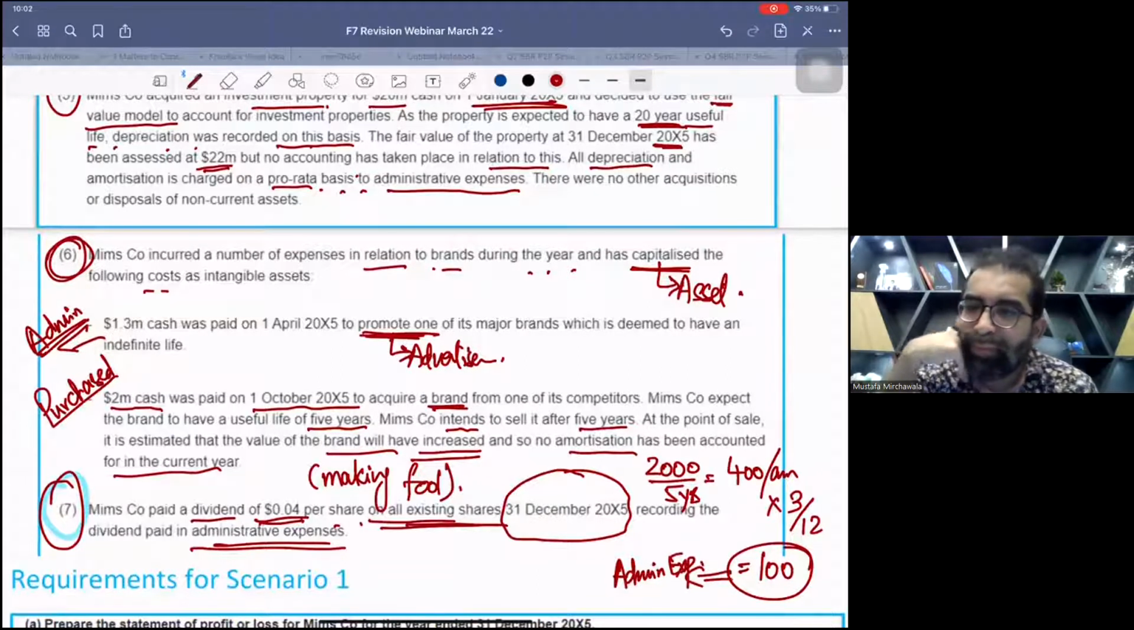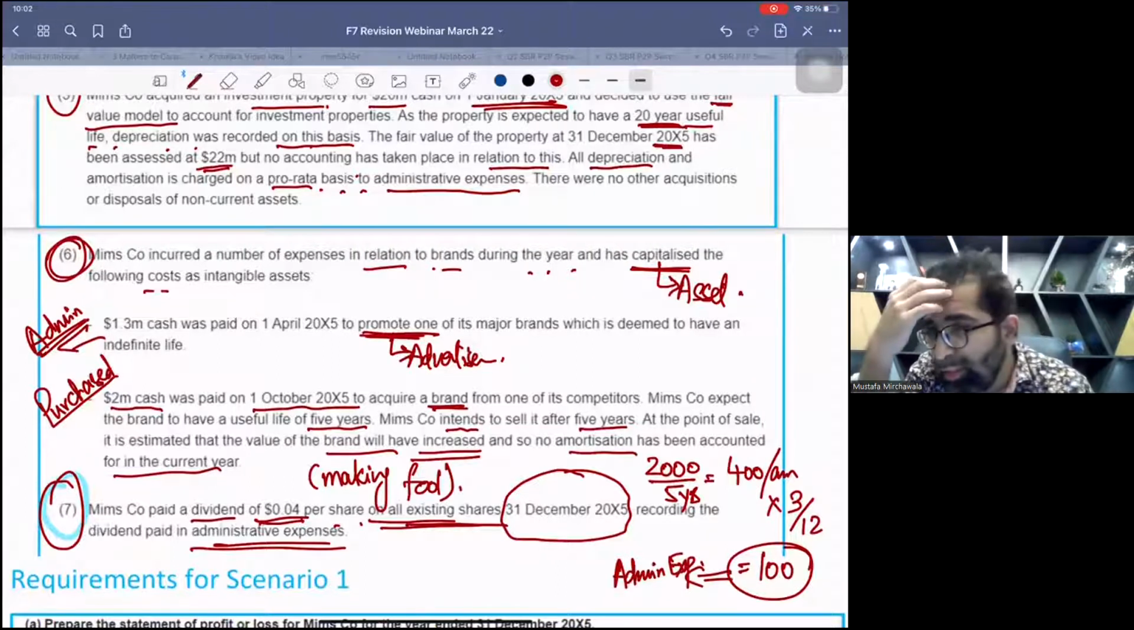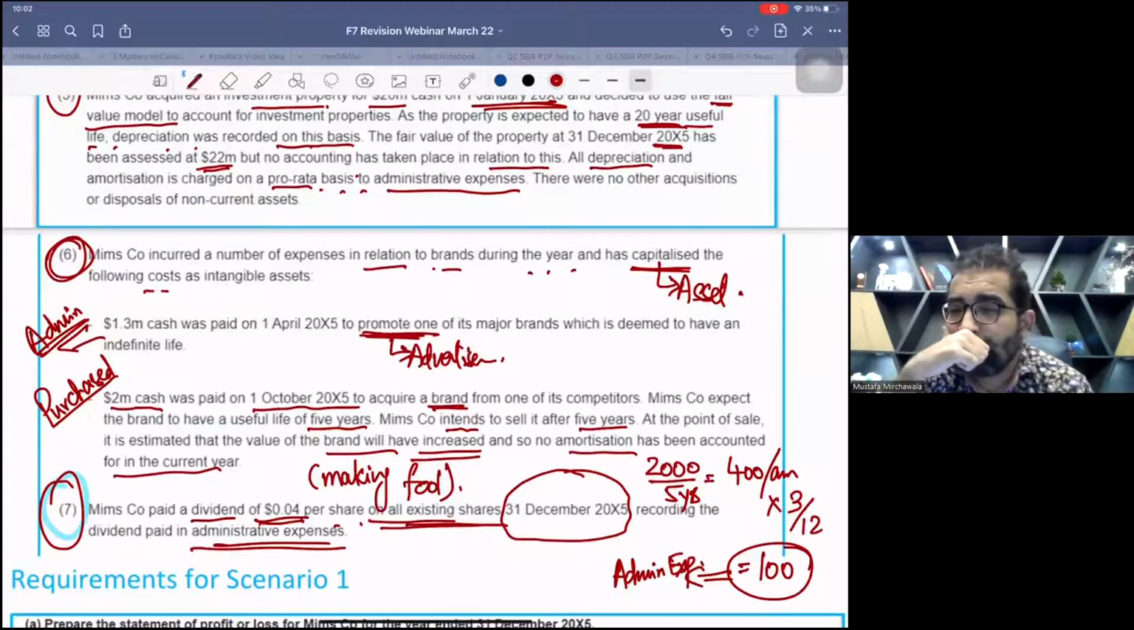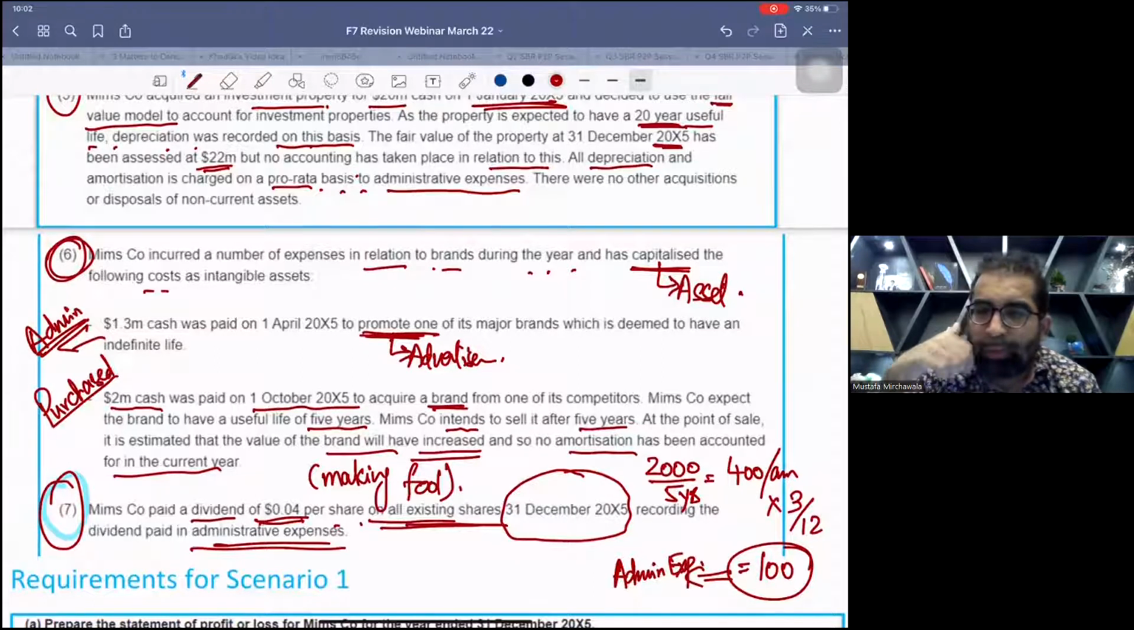Okay. Luckily, I have discussed all the adjustments of this question. Yes, it's taking time because I'm teaching for teaching purposes. I'm repeating things, so it takes time. But in the exam, you won't incur this much time if you have already done good practice. Now read the requirements.